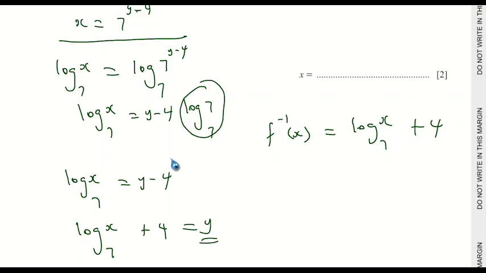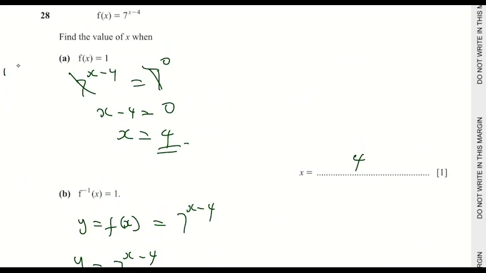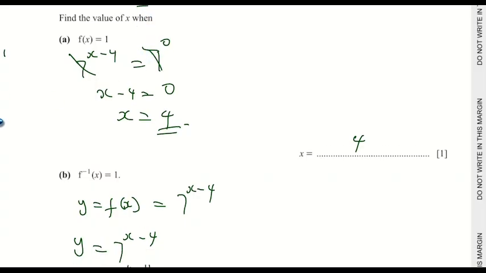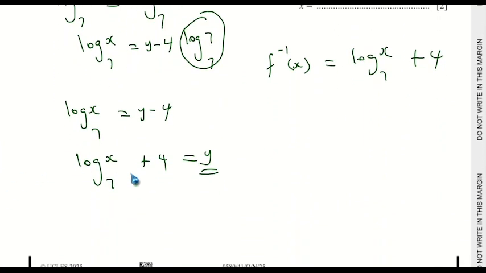Even by merely looking at f of x, one can easily deduce that the inverse is the power of 7 that gives x, plus 4. The power of 7 that gives x is the same as log x base 7. So it's still the same. So this is the inverse.